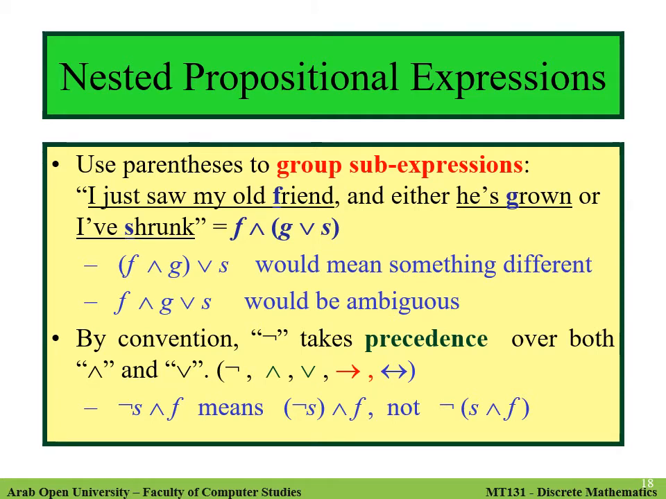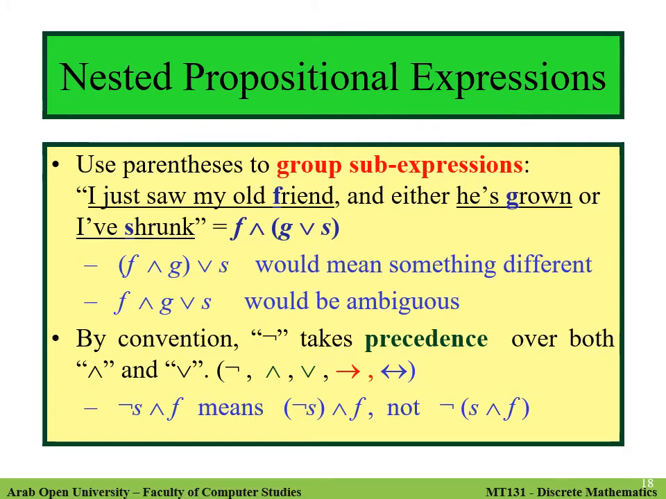Here is a partial order of the operations. Apply negation first, then AND and OR have the same priority, then the implication and the biconditional. We will see an example. If parentheses are not used, apply the operations in that order.